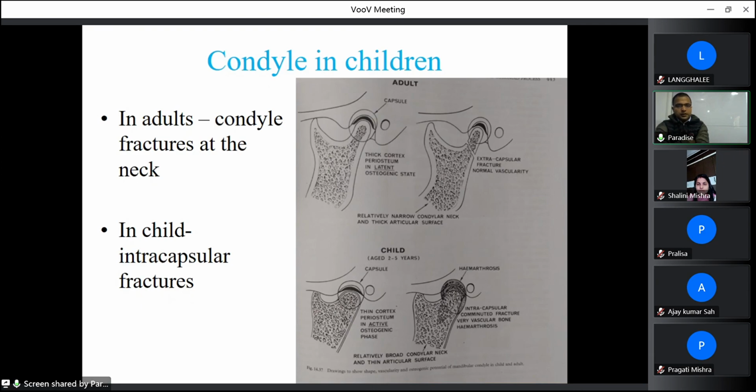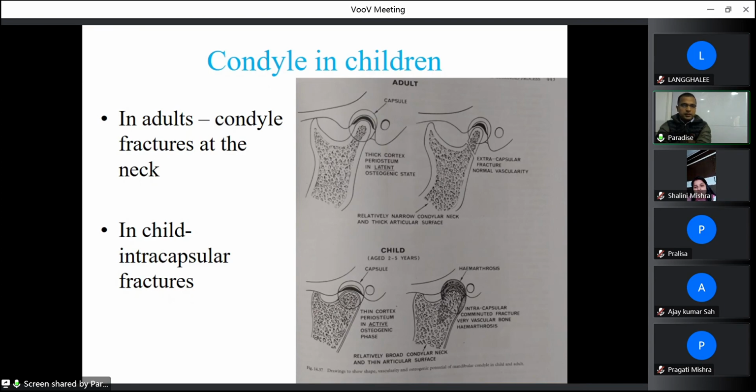But in case of adult, the cortex is thick. The cells which are present in the bone marrow are in latent stage. They are not in active osteogenic phase. The condylar neck is comparatively thin. It is not broad like in the pediatric patient. So in case of adult, the condyle usually fractures at the neck or as a subcondylar fracture.